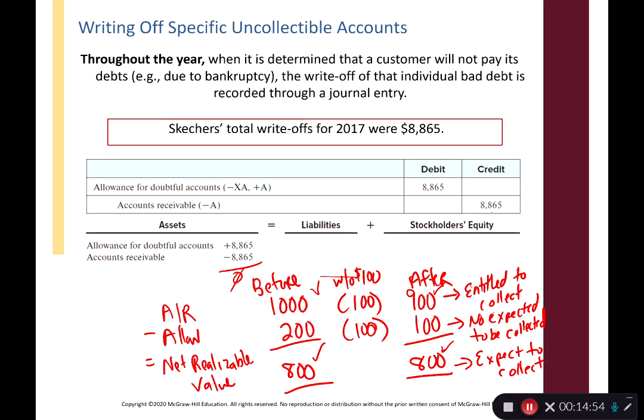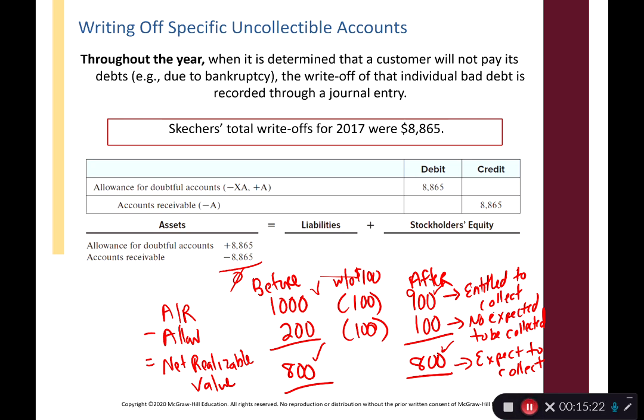There's no new expense recorded at the time of the write-off. That's extremely important. We record the expense at the time of the sale, so we don't have to record any new expense at the time of the write-off. That would be double dipping, which we don't want to do. The matching principle says record the expense at the time of the sale. Then subsequently, when I find out I have a deadbeat, all I'm doing is removing the receivable and the allowance at that point. No new expense is being recorded.